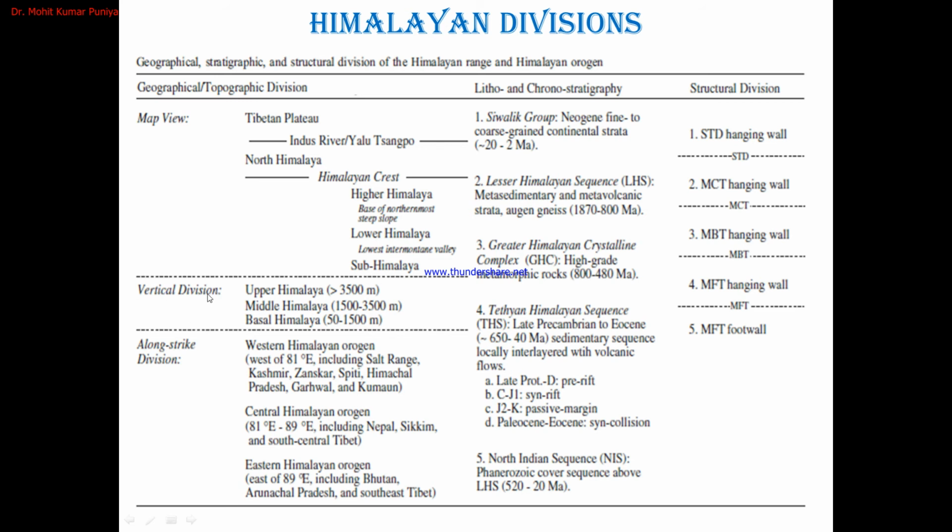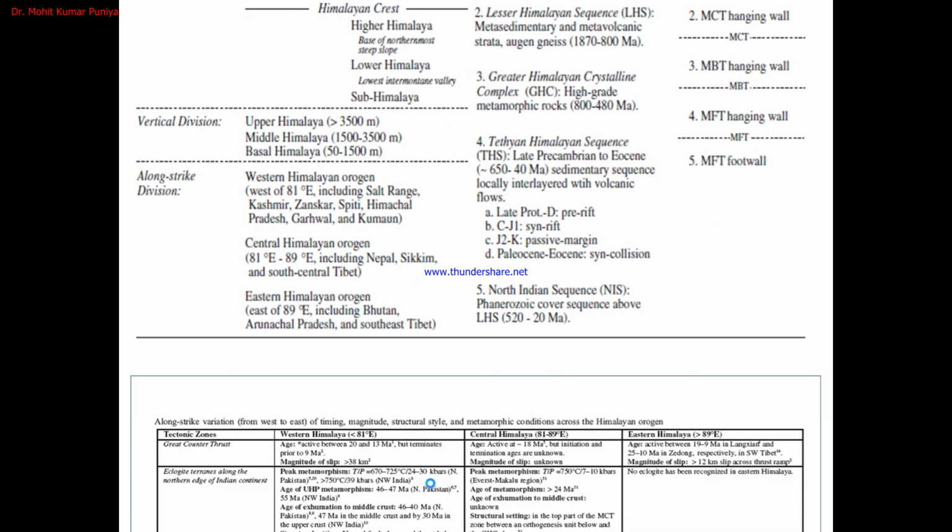Then if we divide the Himalaya into vertical divisions, or based on the elevation, then we can divide: basal Himalaya, peaks of 50 to 1500 meter elevation come under this. Middle Himalaya, peaks of 1500 to 3500 meter elevation. Upper Himalaya, more than 3500 meter elevation. Along strike we can divide Western Himalaya, Central Himalaya and Eastern Himalaya. Western Himalaya includes parts of Kashmir, Janskar, Spiti, Himachal Pradesh, Garhwal and Kumaon. Central Himalaya is basically Nepal, Sikkim, South Central Tibet, and Eastern Himalaya includes Bhutan, Arunachal Pradesh and Southwest Tibet.